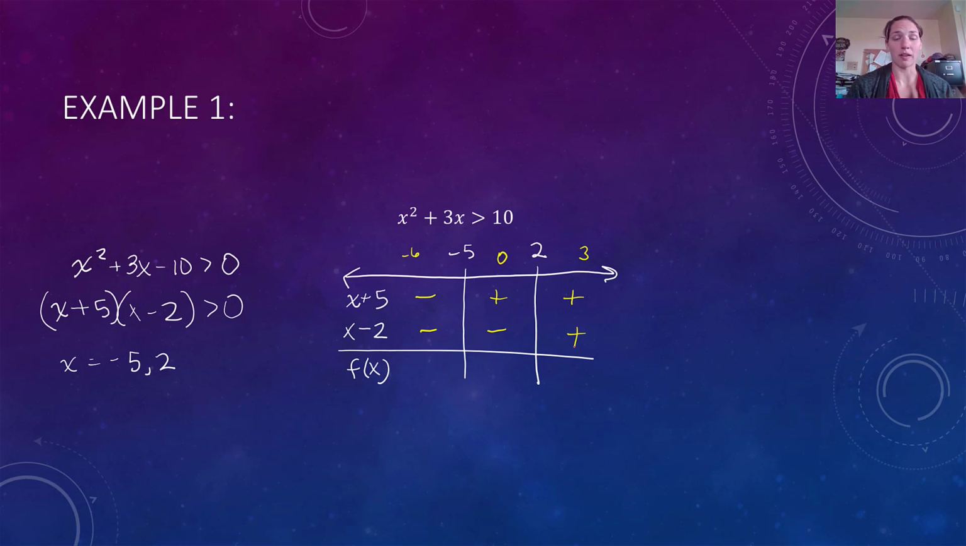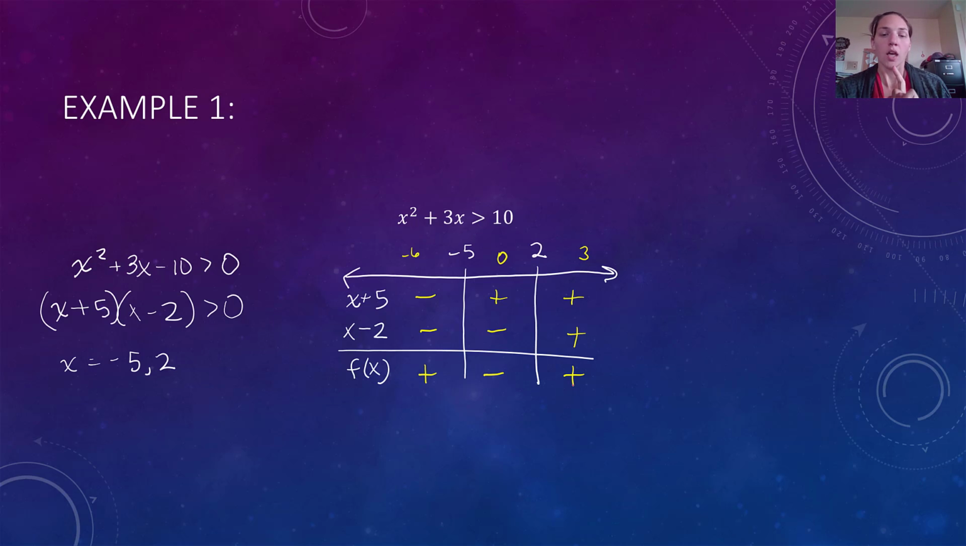Now I know what the signs of each of my factors are doing. I'm just multiplying them together, right? So a negative times a negative, that's a positive. A negative times a positive, that's a negative. And a positive times a positive, that's a positive. So now I know what my function is doing. It's positive, less than -5 and greater than 2. It's negative between -5 and 2. And it's 0 at -5 and at 2.